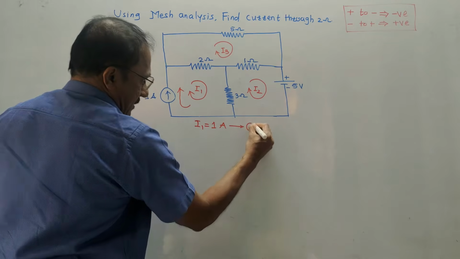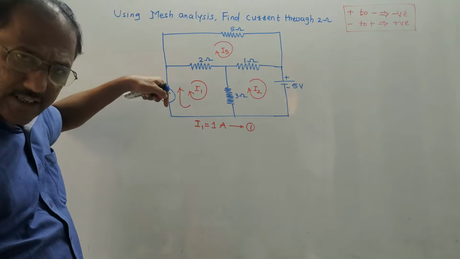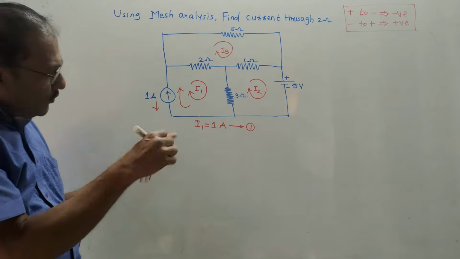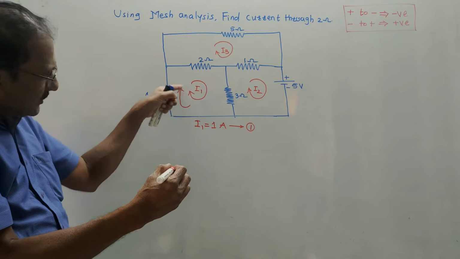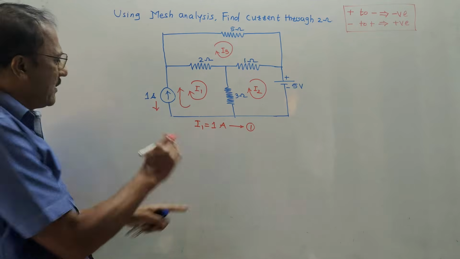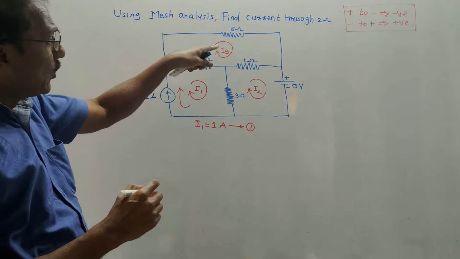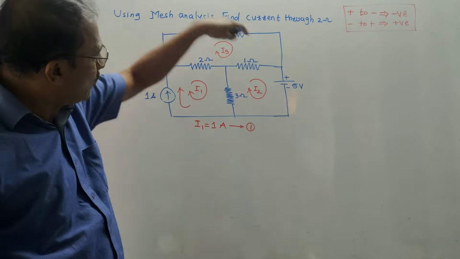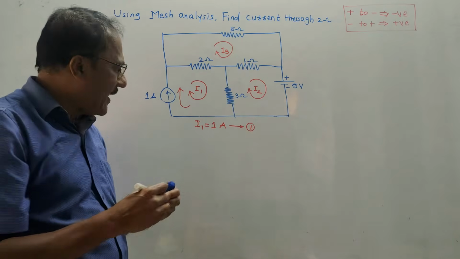Very simple. Suppose the direction of the current had been downward, that means suppose it is 1 ampere but the direction is like this, how would we have written the equation? Very simple. I1 is always in clockwise direction, it is in opposite direction, so I would have written I1 is minus 1 ampere. Presently it is in the same direction, so I1 is 1 ampere. For the remaining loops, there is no current source in the loop. In loop 2 there is a voltage source, in loop 3 there is no source, so we can apply KVL for loop 2 and loop 3.